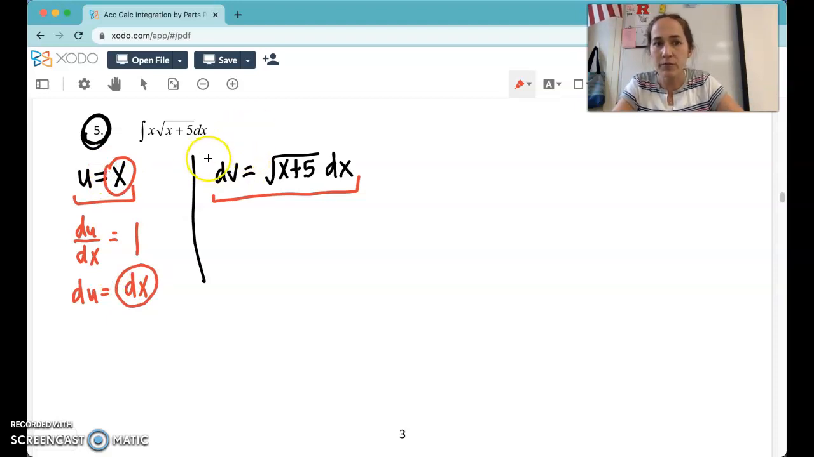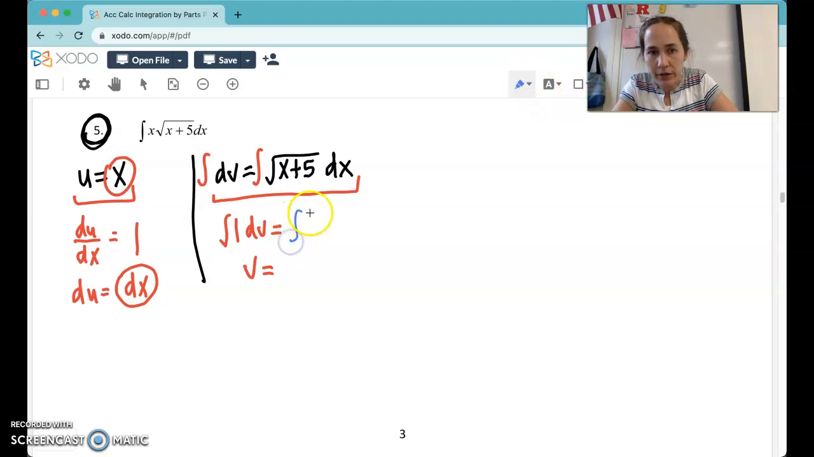On the other side, we got to get used to taking an integral of both sides. This side will just be the integral of 1 dv. So again, you're just going to get the variable v on the left. On the right, you might want to think of this to a power, right? We're going to integrate x plus 5 to the 1/2 power. And this shouldn't be too bad.